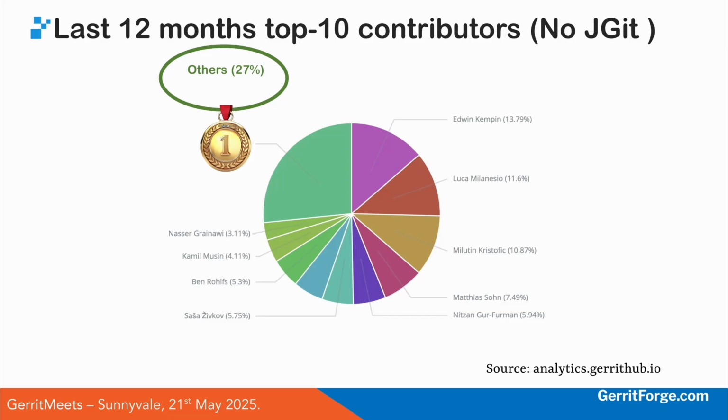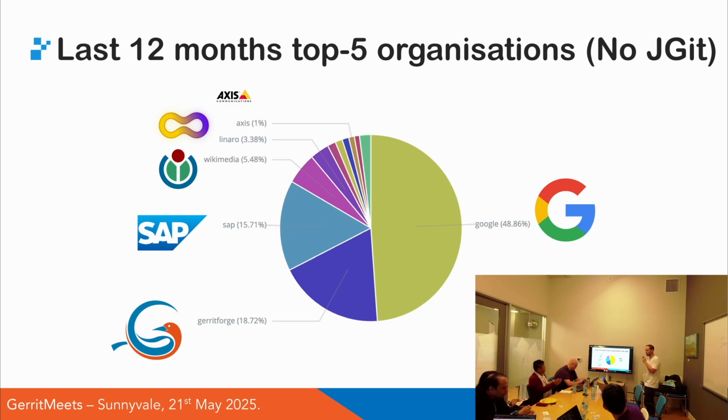Looking at the top 5 organizations for the last month, we can see that Google contributed roughly 50%. GerritForge contributed 19%, and then we've got SAP and Wikimedia Foundation, and then Linaro is the organization that the Qualcomm guys are switching to, and then finally we've got Access Communications as well, contributing some stuff in there.